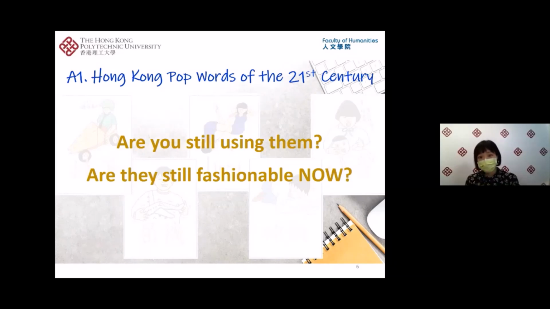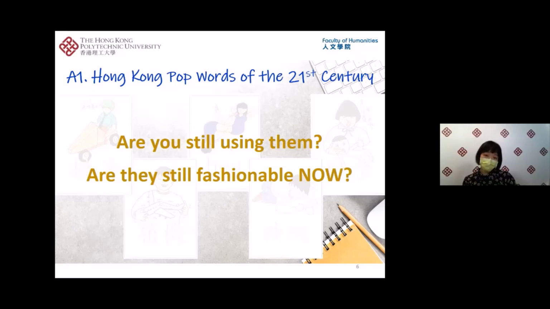My answer to the first one is yes, we are still using them a lot in Hong Kong. I am using them, my students, my friends are all using them. And for the second one, my quick answer would be no, they are no longer fashionable. So these 2 answers, yes to the first one, we are using them, and no to the second one, which means they are not fashionable, is exactly the third feature of fashionable language.